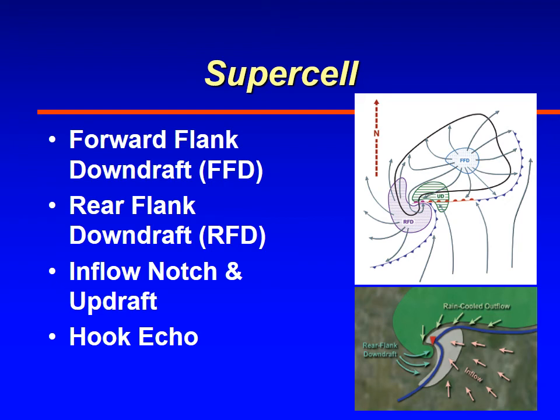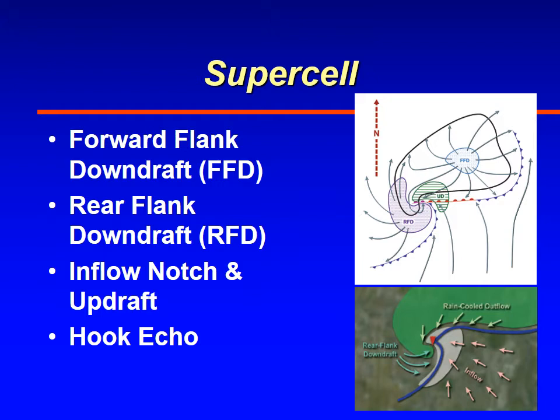So here's some pictures that help you visualize the downdrafts. There's two downdrafts actually with supercells. You've got the forward flank downdraft. It's on the forward side of the storm. In this case, the storm is probably moving to the north and east. And so out ahead of the storm, you've got a downdraft, but on the back side, you also have a downdraft, and that downdraft is called the rear flank downdraft. And the rear flank downdraft is instrumental in helping produce the tornado.